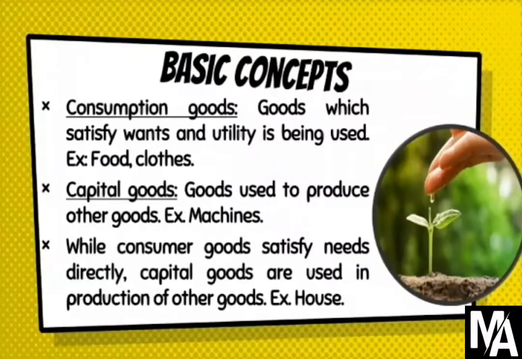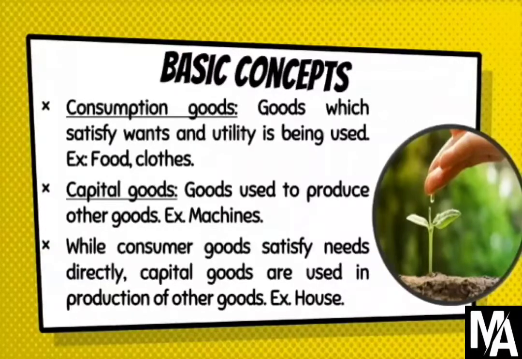Now these kinds of goods are used to produce other goods and services. For example, machines. Now when we purchase a machine in order to produce goods, this machine helps us to produce other products. So in this way, this satisfies the need to produce, and the utility is used up in order to produce further production. And so these kinds of goods which are helping us to produce other goods are called capital goods.